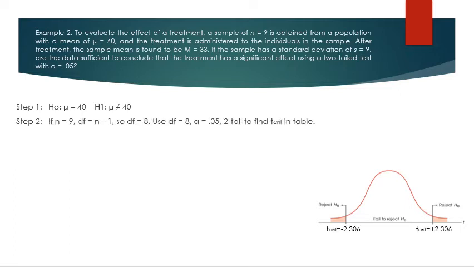Again, you're going to find the degrees of freedom for step 2. In this case, it should be 8. You're going to use alpha 0.05 two-tail and go to the tables, and you're going to find critical values of 2.306.